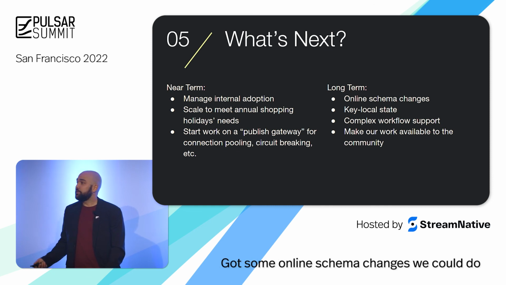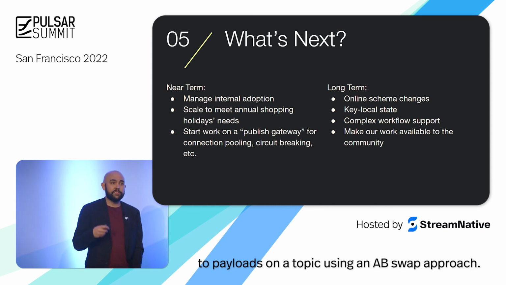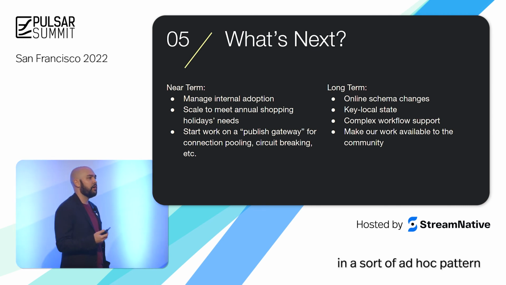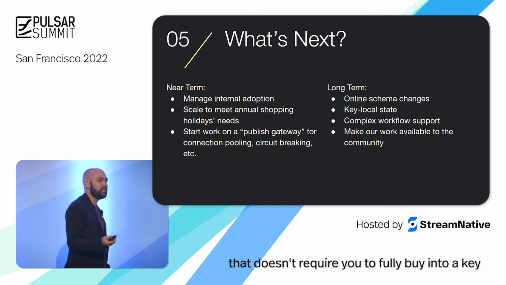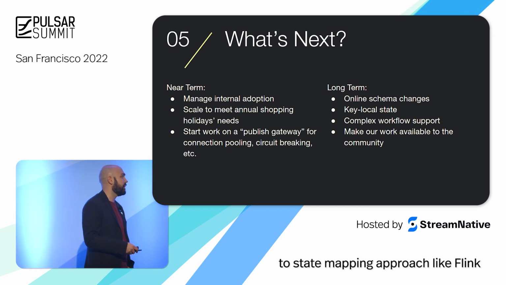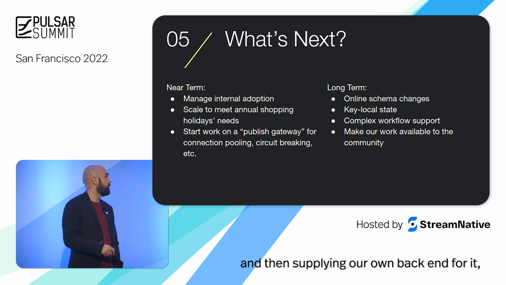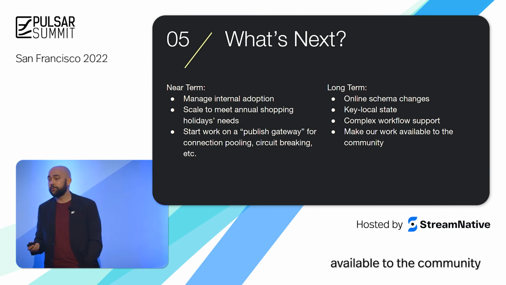Got some online schema changes we could do to payloads on a topic using an A/B swap approach. We could associate state with keys in a sort of ad hoc pattern that doesn't require you to fully buy into a key to state mapping approach like Flink. Support complex workflows using something off the shelf and then supplying our own backend for it, and eventually make our work available to the community.